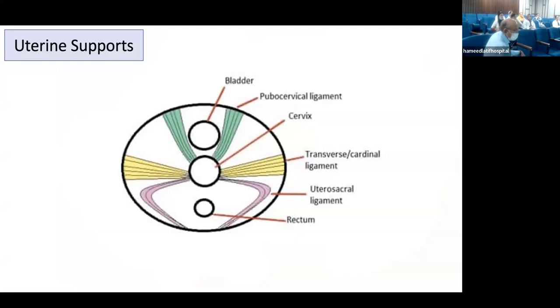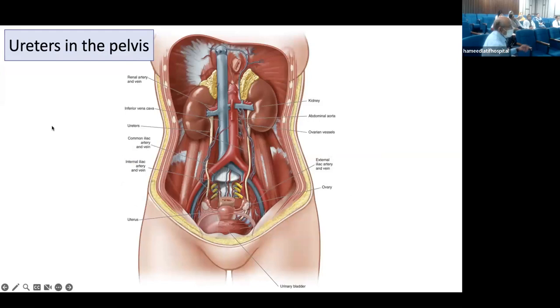The factors responsible for its antiverted position are the uterosacral ligaments. The cardinal ligaments are stabilizing, because they are pulling sideways. But the uterosacral ligament is important in the antiversion mechanism. Now, technically, it is the ureter's course in the pelvis which is important.